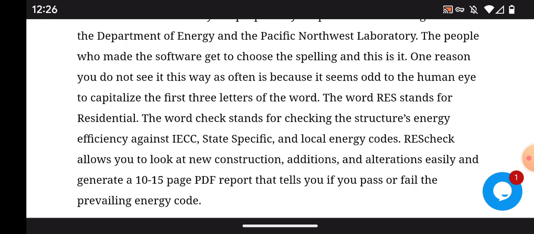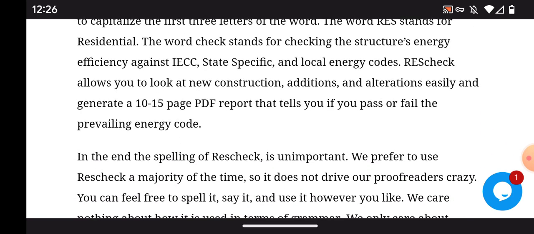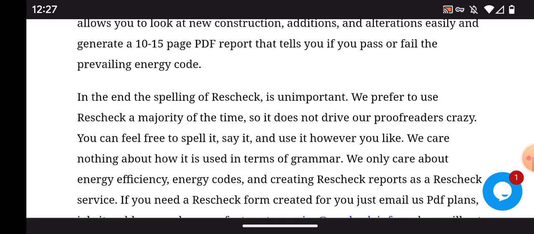The word res stands for residential. The word check stands for checking the structure's energy efficiency against ICC, state-specific, and local energy codes. Rescheck allows you to look at new construction, addition, and alterations easily and generate a 10 to 15 page PDF report that tells you if you pass or fail the prevailing energy code.